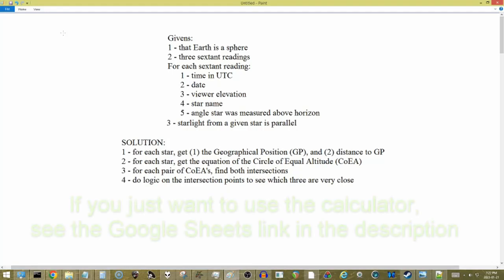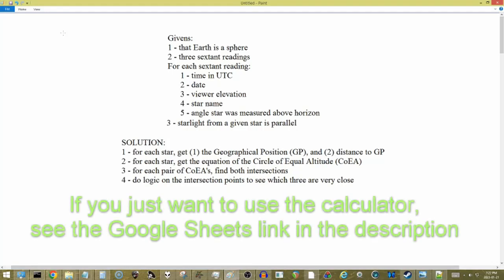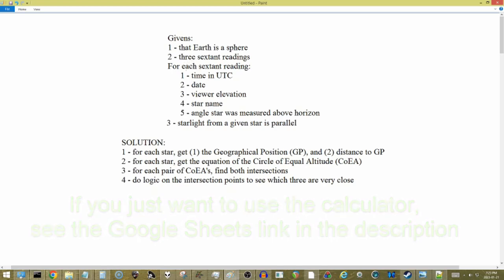Hello, this is a mathematical solution to the problem of celestial navigation, which is using 3 sextant readings to figure out your position on the Earth. So basically the givens we need to solve this problem are that Earth is a sphere, and that we have 3 sextant readings. For each one we need the time, the date, the viewer elevation, the star name, and the angle it was measured above the horizon.